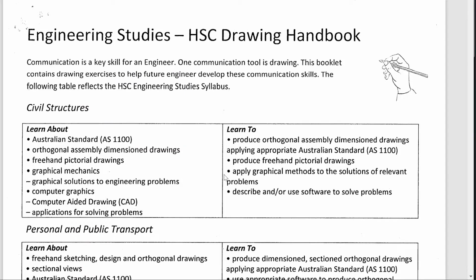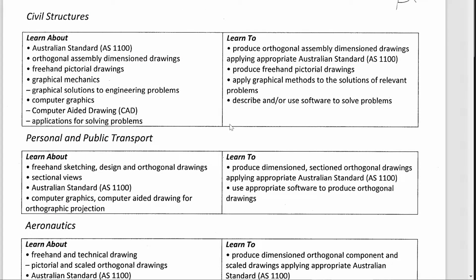Okay, so it starts off with the syllabus dot points. These all relate to year 12s, but it's important we understand what's going on here. For instance, we need to know what an assembly drawing is. We need to know dimensioning. We should be able to draw freehand pictorial drawings. Freehand means you can use a ruler, but you don't have to use a ruler. We can use graphical mechanics, where we draw lines to solve questions.